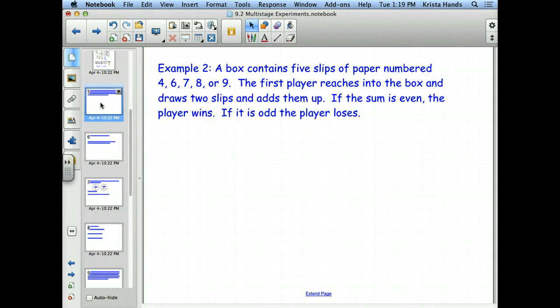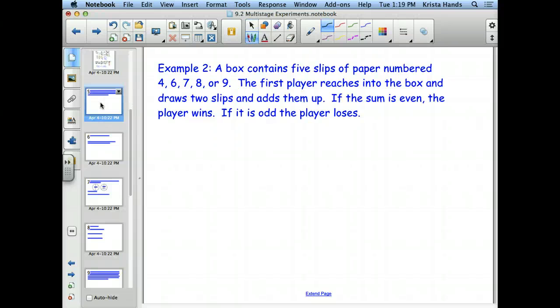So what we're going to do in this one is write down all of the different outcomes that can happen, but I'm going to avoid a tree diagram because I don't really care if I pull a 6 and then a 4, or a 4 and then a 6. Does that make sense? I would still get 10, which is an even result, and I win. So I want to organize this a little bit differently.